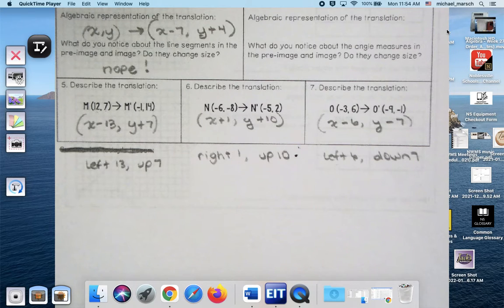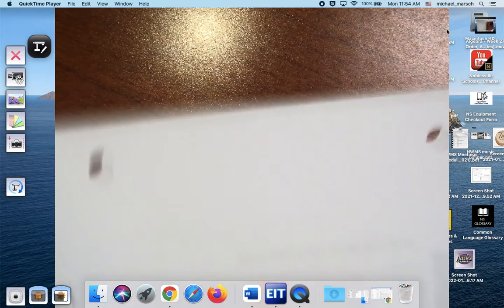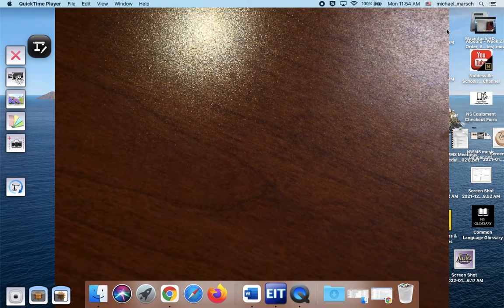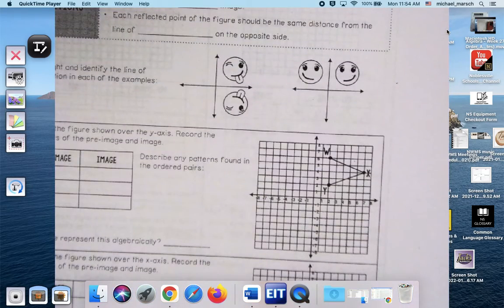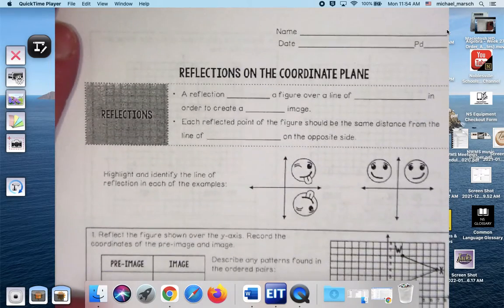Okay, we're going to move on to reflections. Turn the page. Can I reflect next to my house? What do you ask? I can reflect my house. Reflections aren't bad. You guys will be fine.